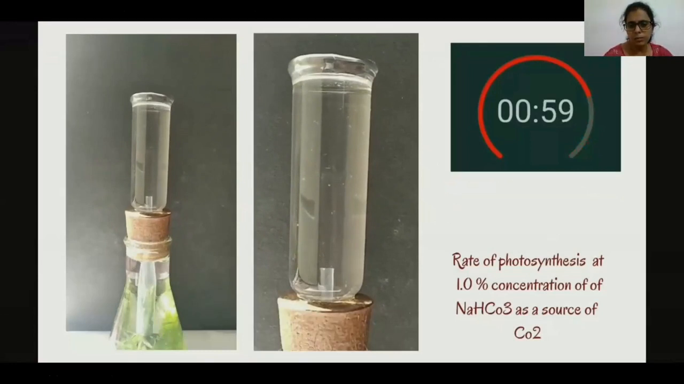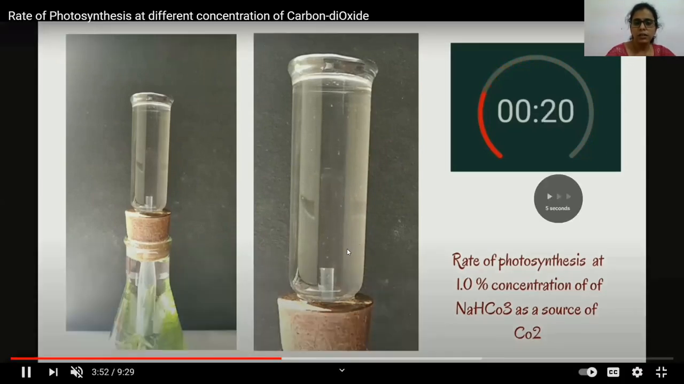or, oxygen bubbles are produced at a little bit faster rate compared to the rate of oxygen bubbles produced at 0.5% concentration of sodium hydrogen carbonate. Again, you have to record the reading for 1 minute, and then repeat the same step for another 1 more minute, and then you can find out the average.